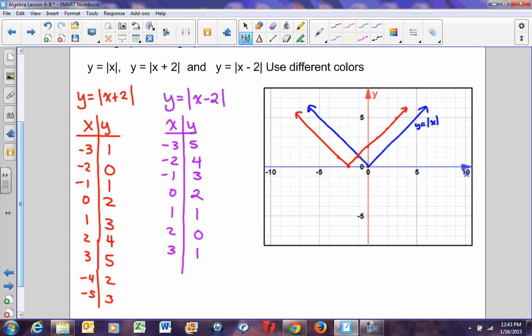I'm going to add a couple and add 4 and 5 here. 4 minus 2 is 2. The absolute value of 2 is 2. 5 minus 2 is 3. The absolute value of 3 is 3. So, -3, 5.